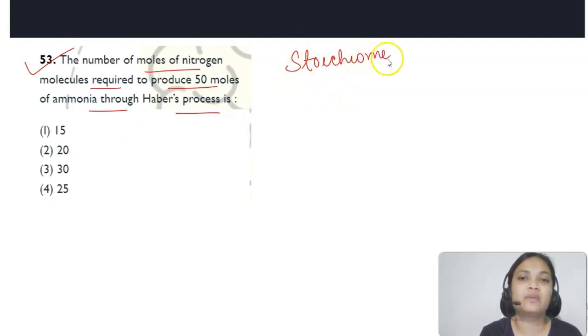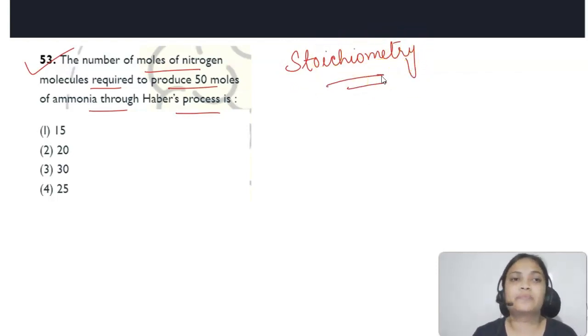We have discussed stoichiometric calculations. What we have studied is that whenever we write a balanced chemical equation for a reaction, we can find the number of moles, the mass of the reactants and products, and the number of molecules. All that comes under stoichiometry. So here we are talking about the production of ammonia through Haber's process.